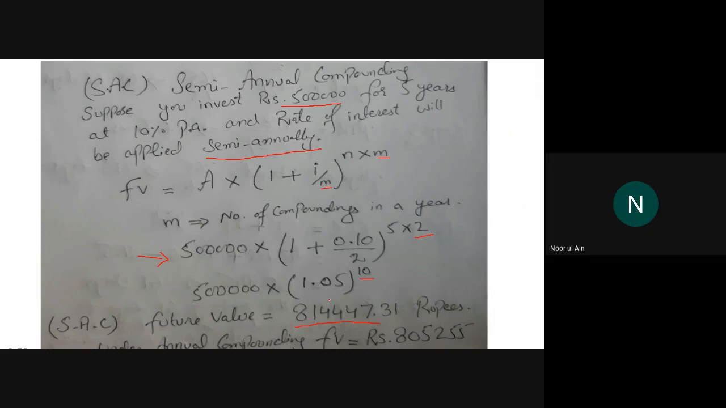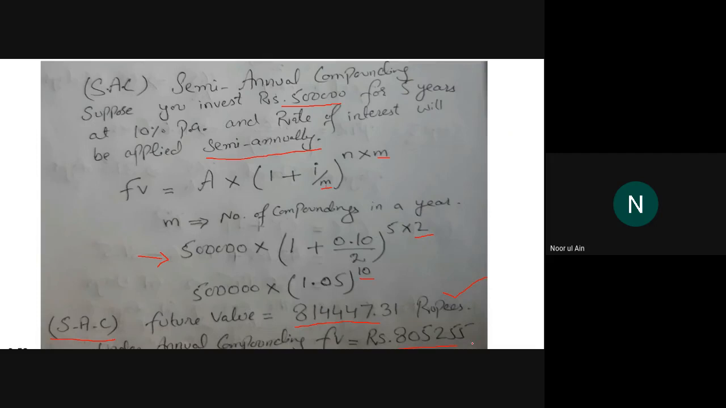8,14,447. I've taken SAC as an abbreviation, which stands for semi-annual compounding. Under annual compounding, you might be getting your answer a little lower. That would be 8 lakh 5,255, because compounding periods are increased. That's why your answer is higher in semi-annual compounding as opposed to annual compounding.